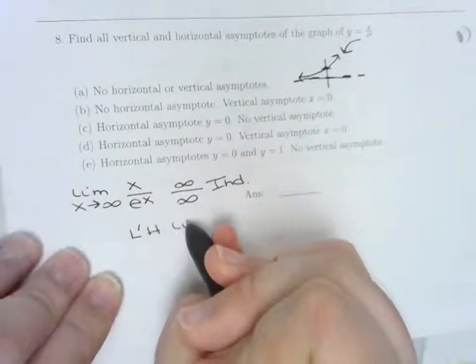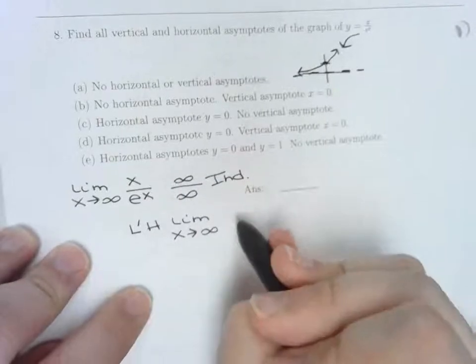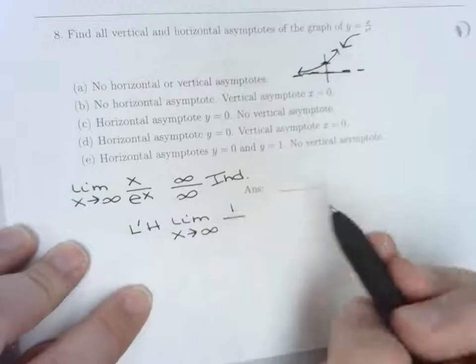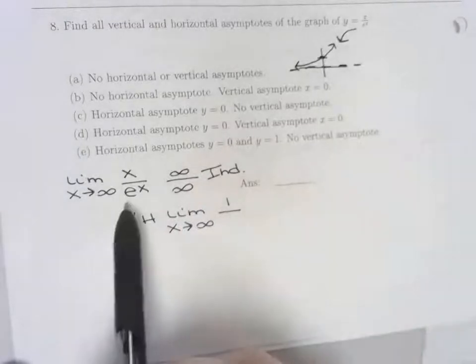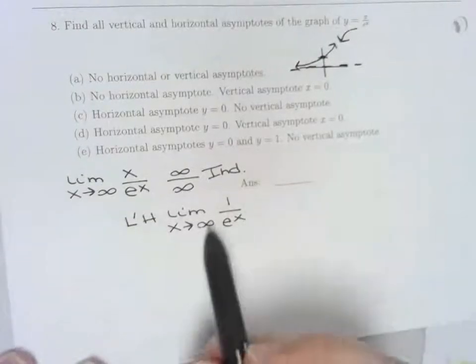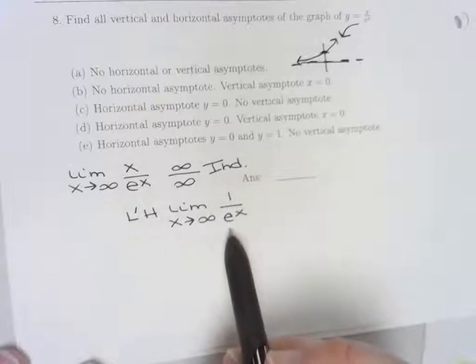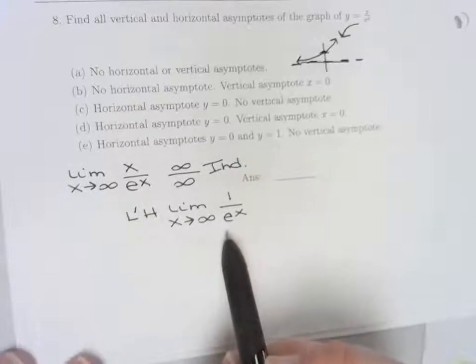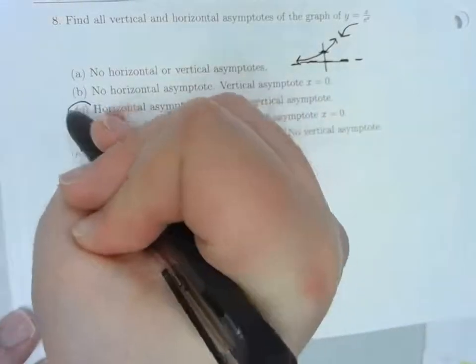If I do L'Hopital's, it's not a hard L'Hopital's. The top will become a 1, which I like because when I have a fraction with a constant over something, I can think about it and get an answer. The derivative of e to the x is e to the x. So I have a constant and my bottom is getting bigger and bigger, so the whole thing is going to get smaller. So it is C.